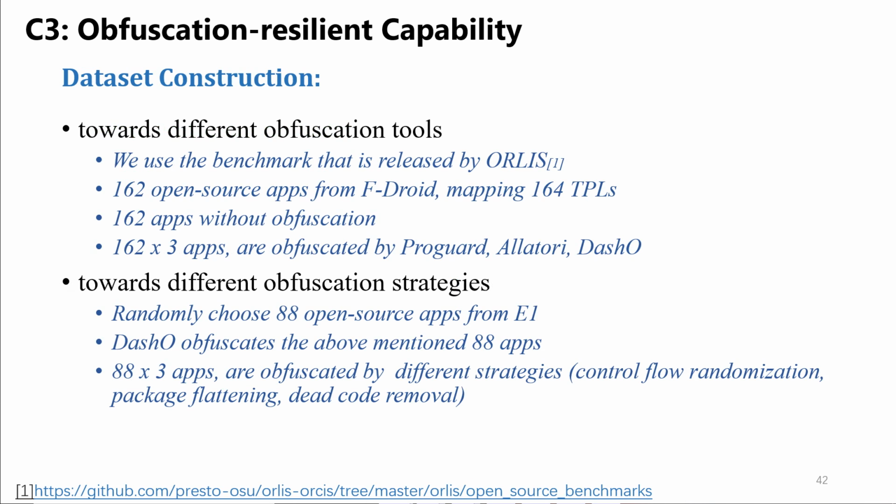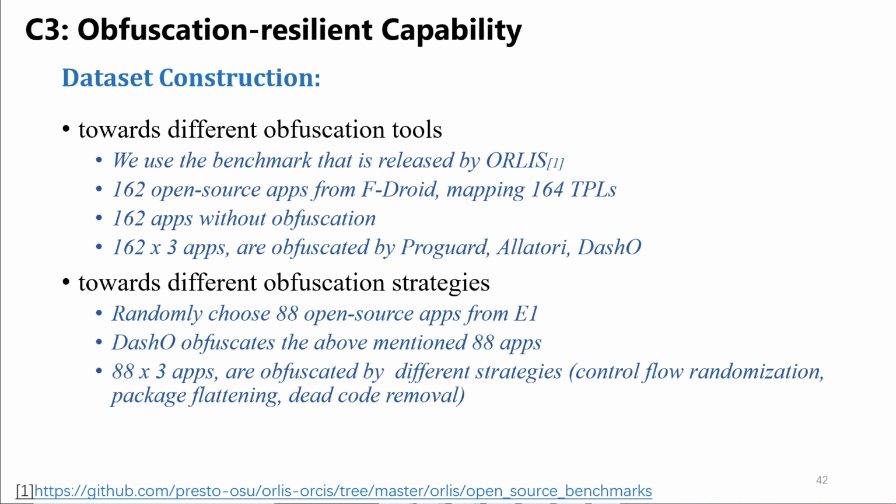As for this experiment, we set 2 datasets. For the first one, we use a benchmark from the Aurelians. It released 4 groups of apps. The first one is the original app without any obfuscation, and the left 3 groups of apps are obfuscated by ProGuard, Allatori, and Dasho.